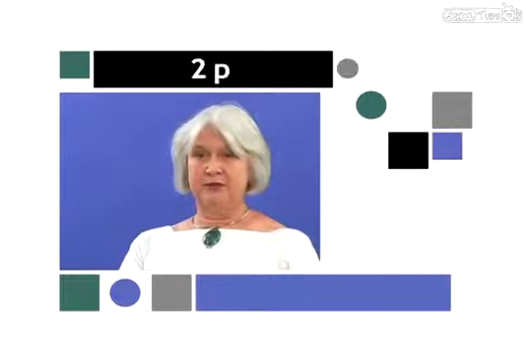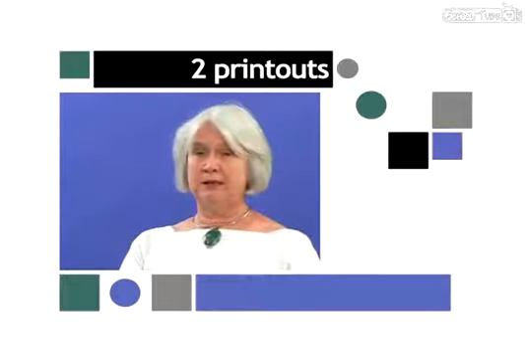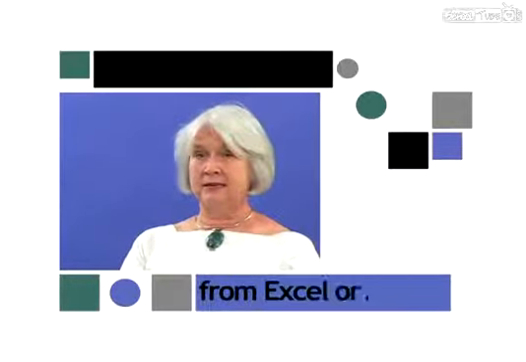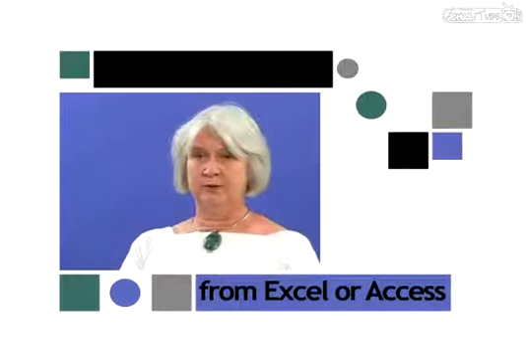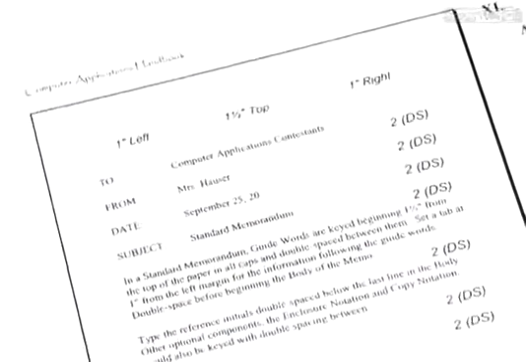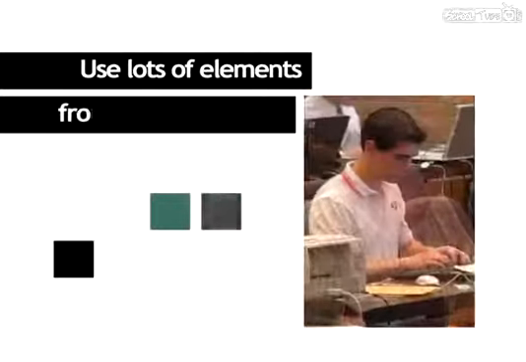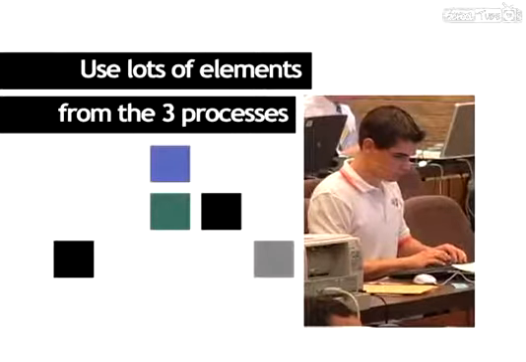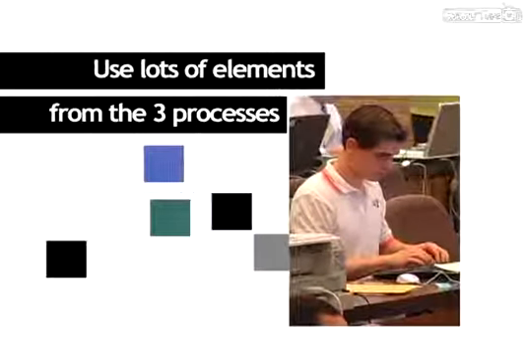A typical contest consists of 2 printouts, probably one from either Excel or Access. This would be printing out a spreadsheet or printing a report or something of the like. And the other is usually from Word. And in the Word document, there is some piece that came from one of the other applications. Ultimately, you're called on to use lots of elements from each of the 3 processes as they are integrated together.